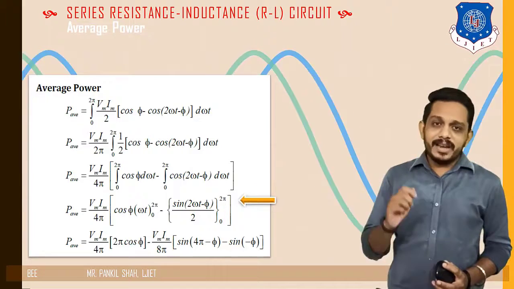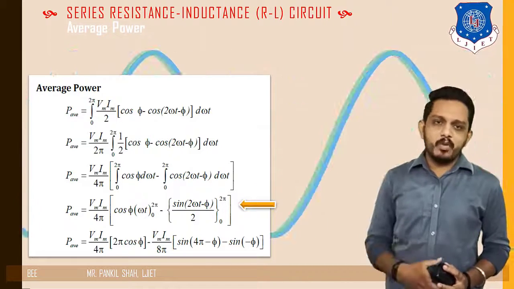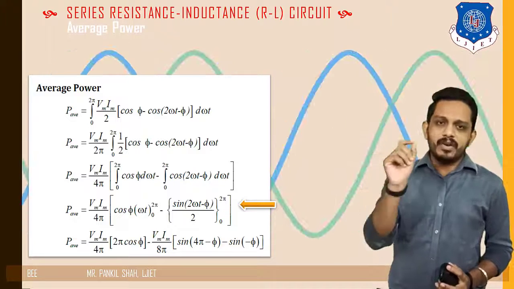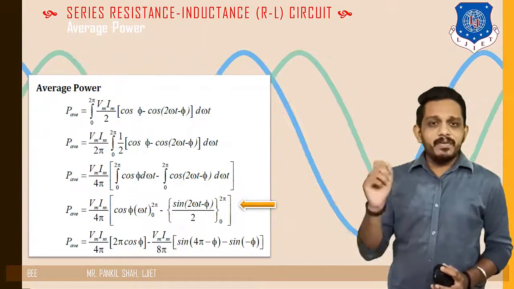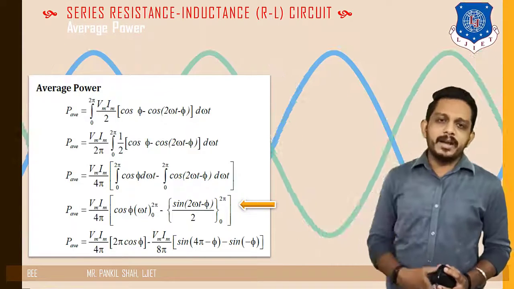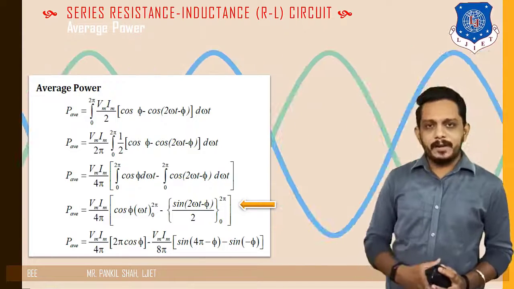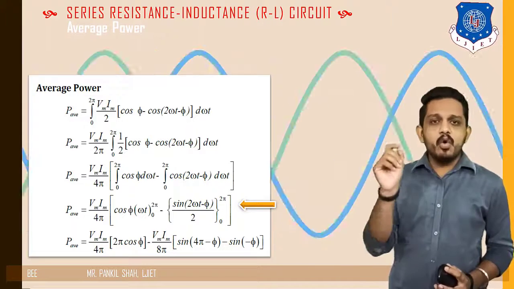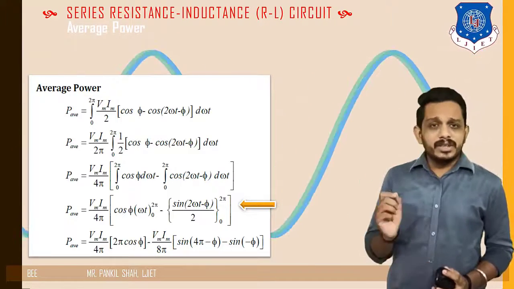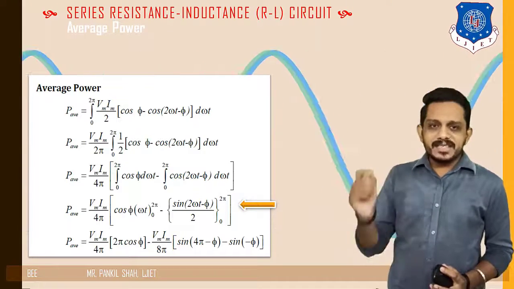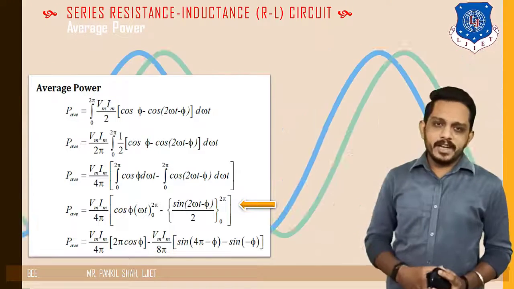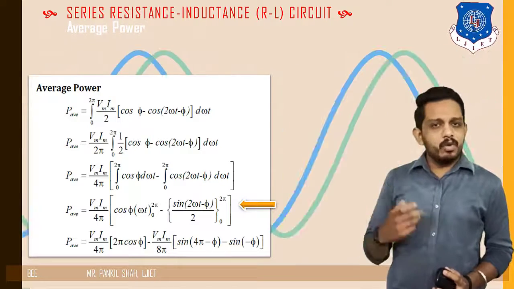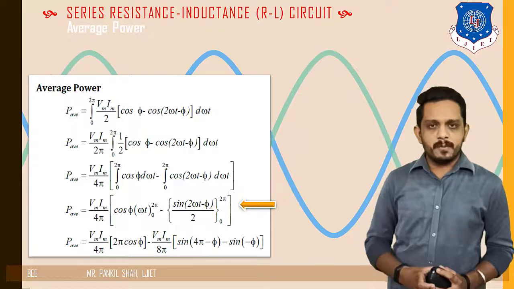So we know that in the integration of cos phi with respect to omega t, cos phi is constant, so there will be 1, and the integration of 1 with respect to omega t will be omega t. We have to put the limit 0 to 2 pi in that bracket. Now the integration of cos(2 omega t minus phi) with respect to omega t will be sin(2 omega t minus phi) divided by 2, because there is a 2 omega t, so divided by 2 according to the chain rule.